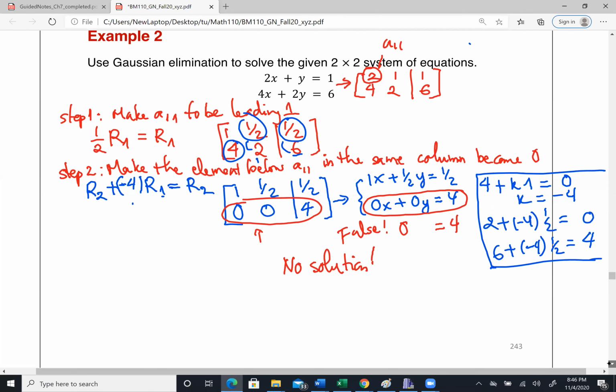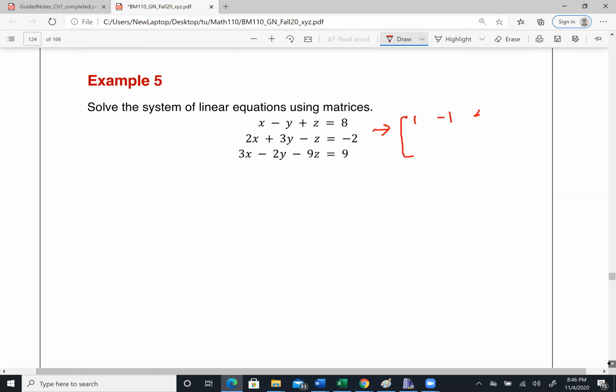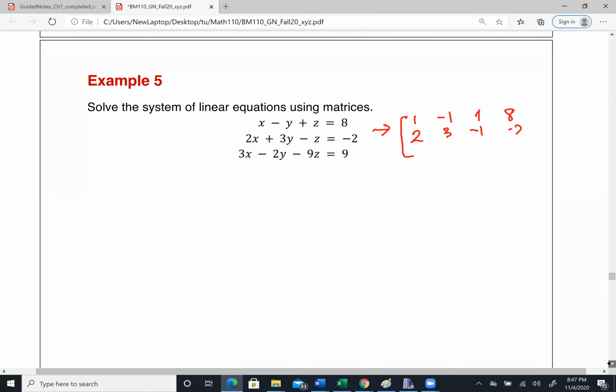So let's move on. This is another example, and they want us to solve a system of linear equations using a matrix. So let's make it into a matrix: 1, -1, 1, 8. Then 2, 3, -1, -2. Then 3, -2, -9, 9. Okay, separated.